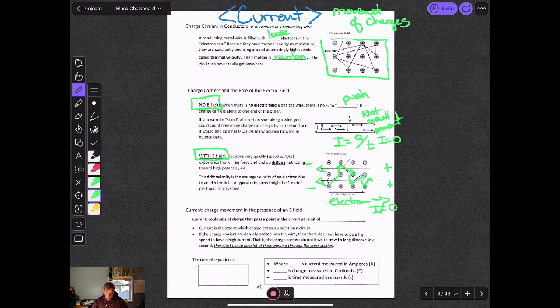Okay. So what is current? How do we measure it? I've kind of already alluded to it. It's the amount of charge, or coulombs of charge, that pass a point per second, per unit of time. And the formula is I equals Q over T, where I is the current in amperes, Q is the charge in coulombs, and T is the time in seconds.